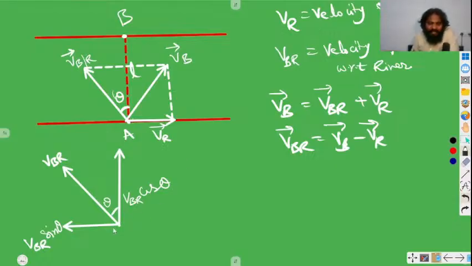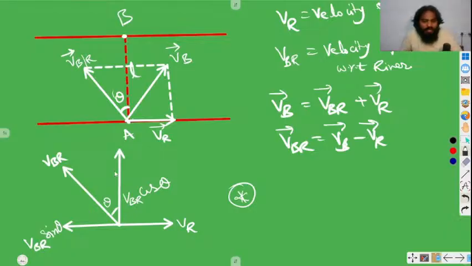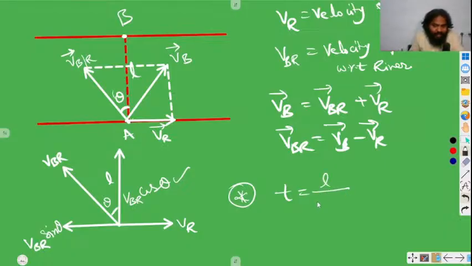And what is the river velocity? The river velocity is in this direction. I will draw that also here. This is VR. So the first thing you have to remember is that to cross the river, the only velocity helping you is VBR cos theta. Here the width is L, so the time taken to cross the river is equal to the width of the river divided by the velocity along the river width. What is that velocity? VBR cos theta. This VBR cos theta alone is the velocity which helps you cross the river, not this one or this one. So by using this you can find the time to cross the river.